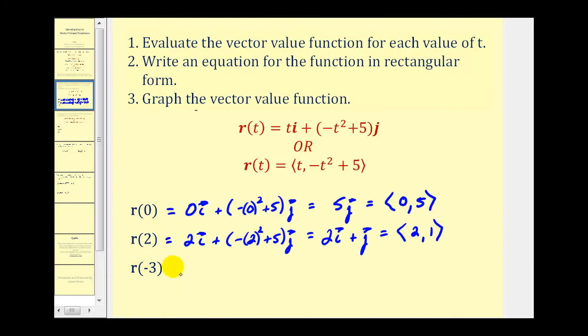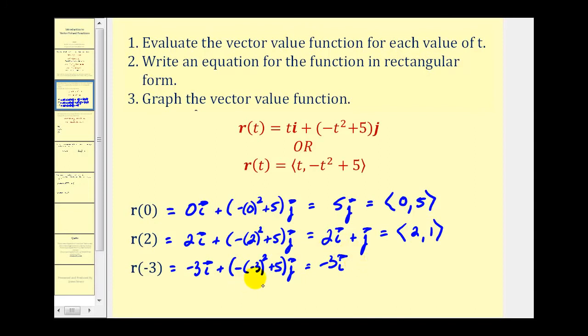And for r of -3, we would have -3 times vector i plus, here we'll have negative 3 squared plus 5 times j. That's going to give us -3i.